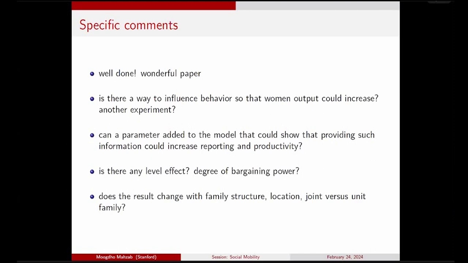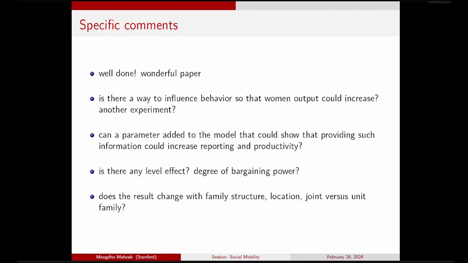Third, is there any level effect? I was not very sure about whether there is a degree of bargaining power. We understand that a woman has less bargaining power and a man has more bargaining power. But I was just wondering if there is a degree, and if there is a degree, whether there is a level effect. I was wondering if it's not only binary 0 or 1, but if there is a level of bargaining power, and the variation in the results could be explained by the level. Maybe I have missed something in the paper. It may already be there, but I thought that would be interesting to see.